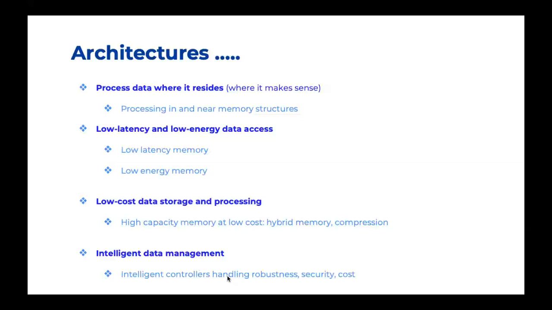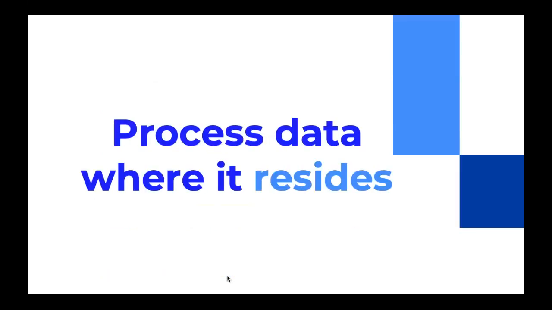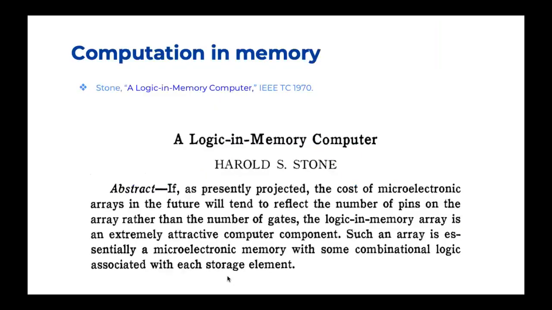So we should create intelligent data management and intelligent algorithms to characterize our data and take benefit from them. So how do we process data where it belongs? First, this is not a new thing. This is a new methodology, a new theory, a new prediction. This man, Harlow Stone, published a 3-page paper, A Logic in Memory Computer, and it talks about how we should compute in memory, not in processor.